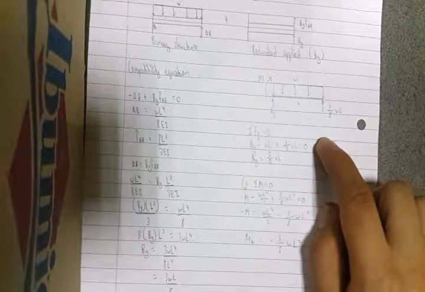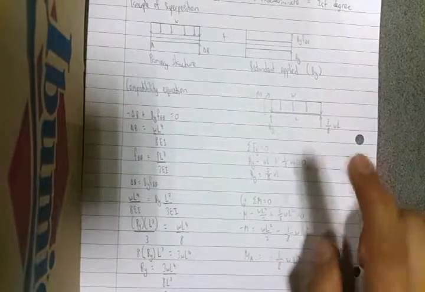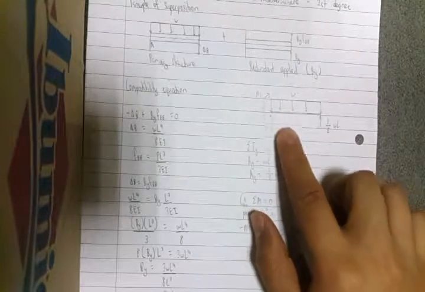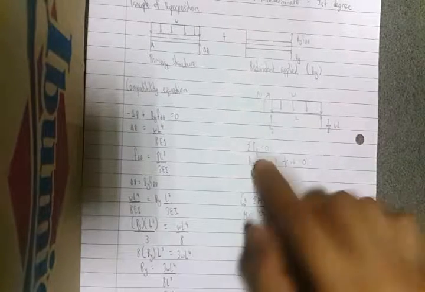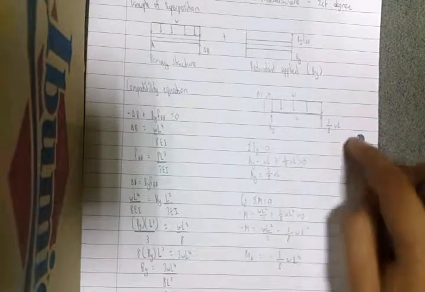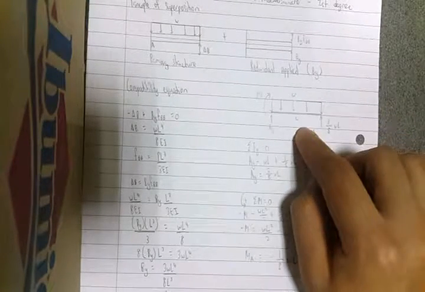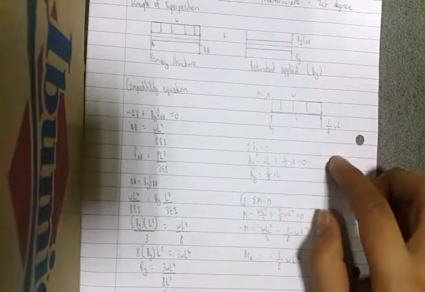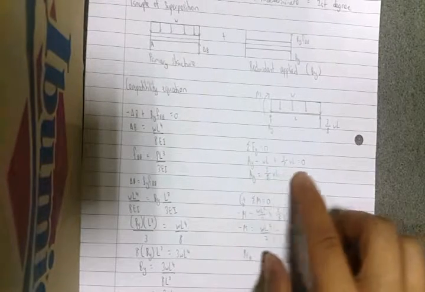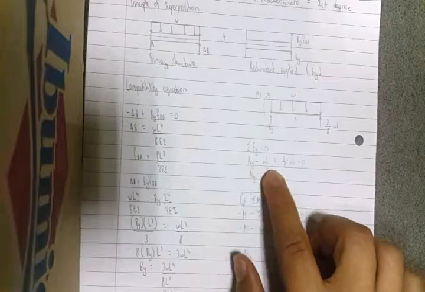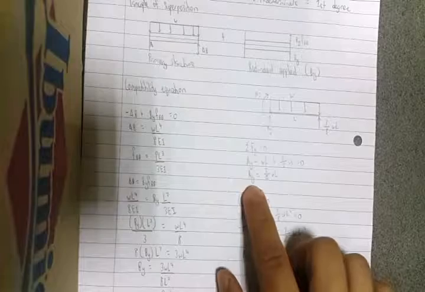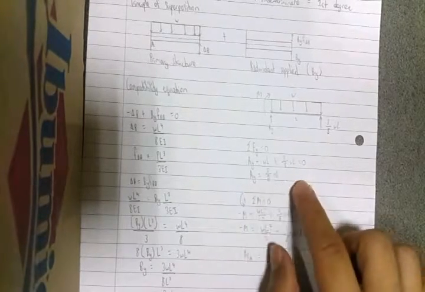Because the question asks us to get all the supports, the next step is we find Ay. So we take the sum of Fy equals 0, and we put all the forces in the y-axis. Once we put all of them equal to 0, Ay minus WL plus 3 over 8 WL equals 0, we will get Ay equals 5 over 8 WL.